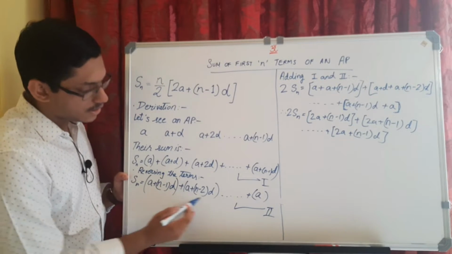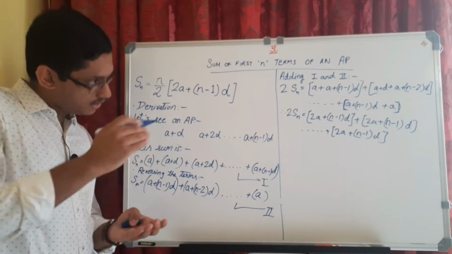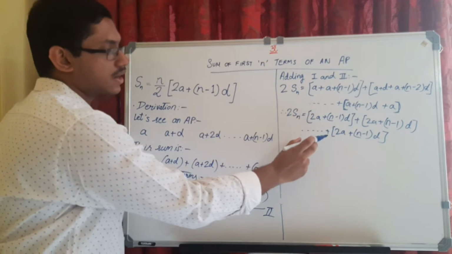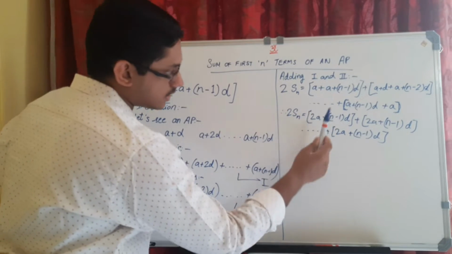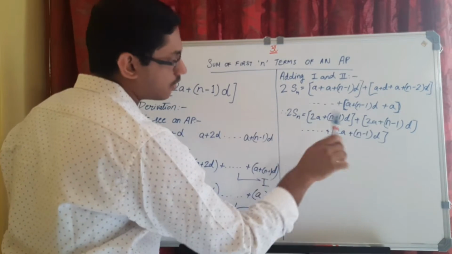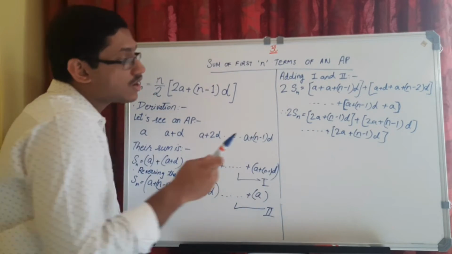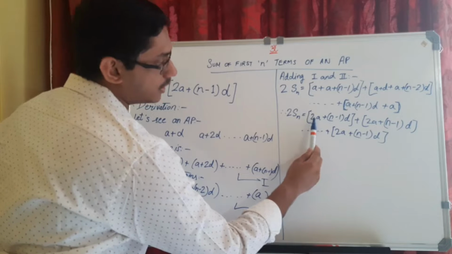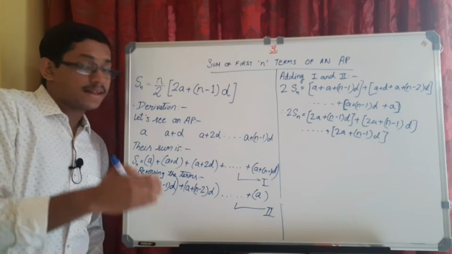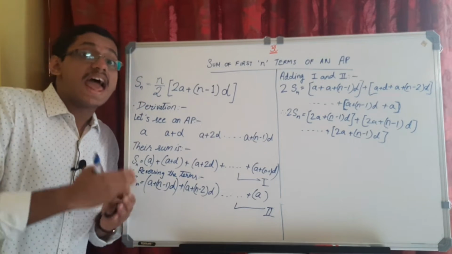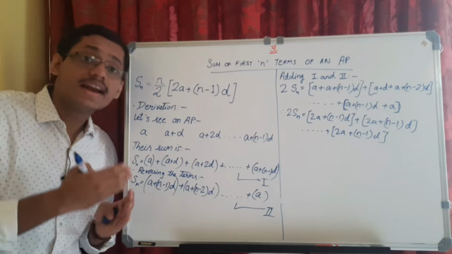Now, here also there are n terms. Now, if we add them, how many terms are there? Of course, n terms are there. This is 1, this is second, this is third, fourth, fifth till the nth term. This is also the nth term. So, we are adding this term 2a plus n minus 1d n times. We are adding it n times.